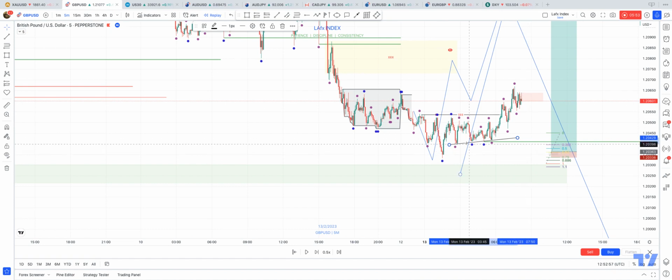If price sweeps this equal lows and then gives us a reaction up, then we know we're bullish. Once it sweeps this, I'm going to wait for a reaction of price. Probably wait for it to sweep this as well, or give us some confirmation going up. Then we'll look for buys.